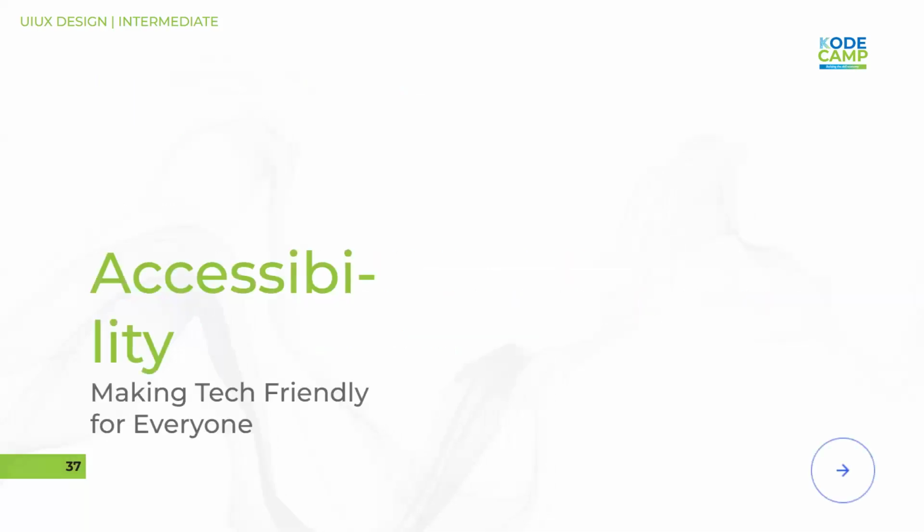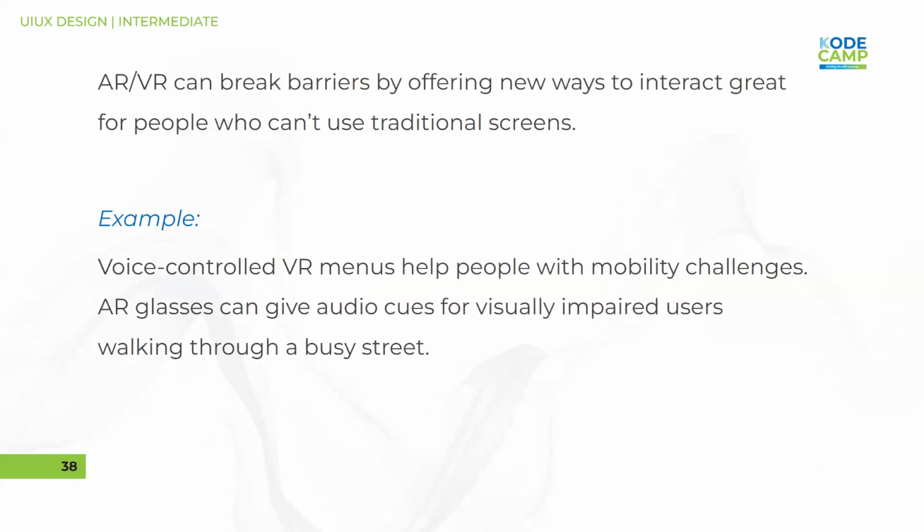We also have accessibility. This is when tech is made friendly to everyone. AR and VR can break barriers by offering new ways to interact, great for people who can't use traditional screens. We have examples such as voice-controlled VR menus, which help people with mobility challenges, and also AR glasses, which can give audio cues for visually impaired users when they are walking through a busy street.